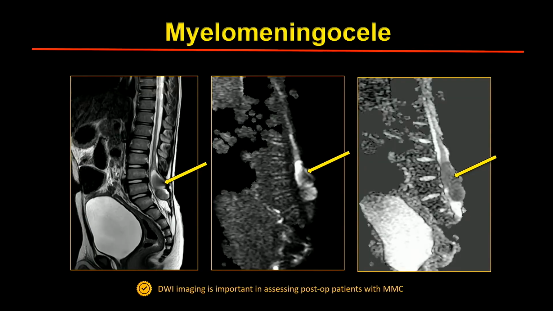Of course, the cord can be compressed by an inclusion cyst, and DWI imaging can be very useful. So this was a case with a large cyst. It could be an epidermoid cyst, could be a dermoid cyst, could be an arachnoid cyst, but you can see that DWI imaging is showing restricted diffusion. This was a post-op epidermoid cyst in a patient status post myelomeningocele repair.